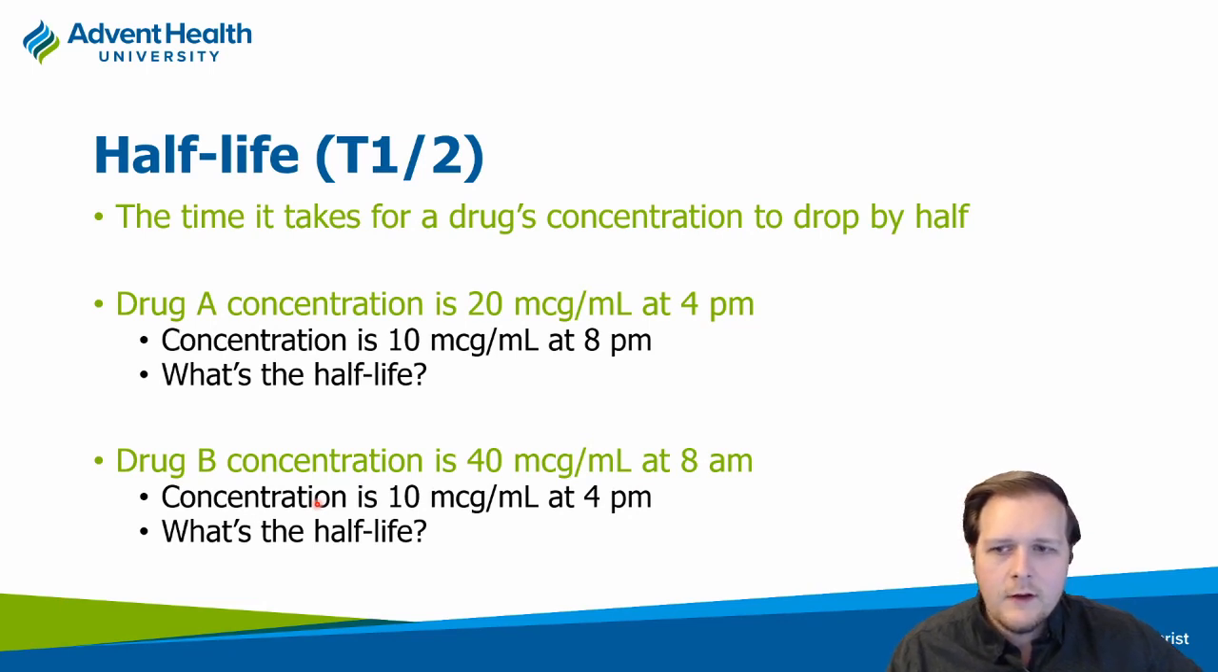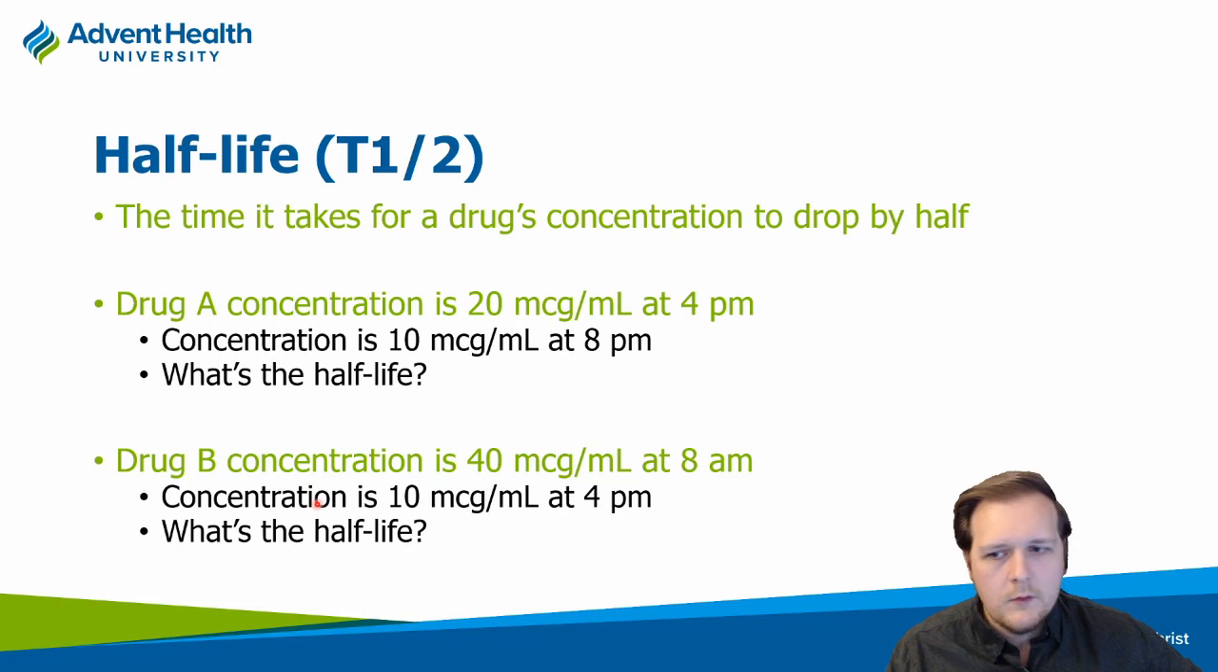So let's say we have a drug A and the concentration at 4 p.m. is 20 micrograms per ml. And then at 8 p.m., the concentration is 10 micrograms per ml. And so you say, well, what's the half-life? Okay, well, it went from 20 to 10, that's 50%, and it took 4 hours. So that means that drug has a 4-hour half-life.